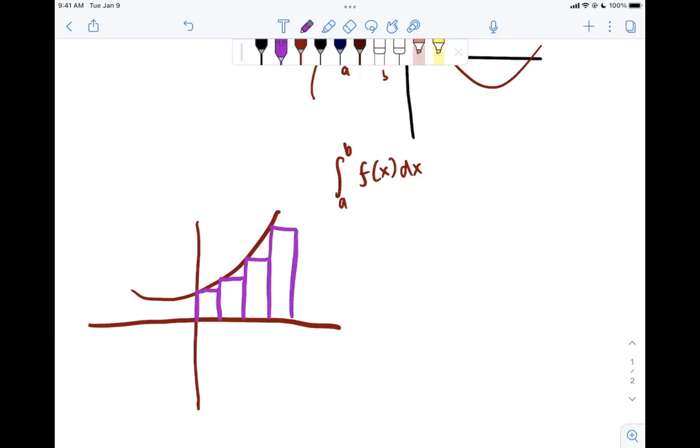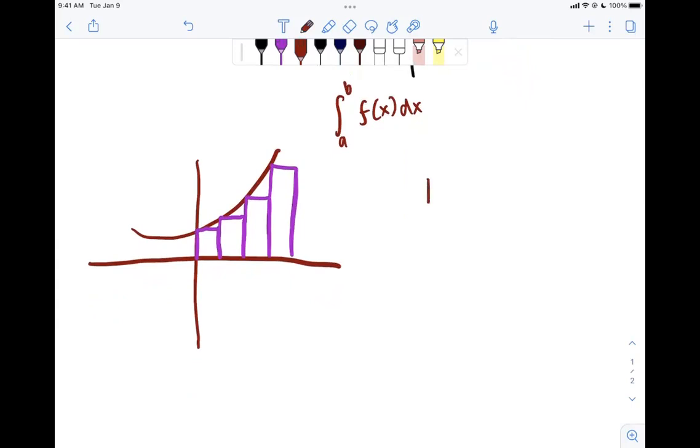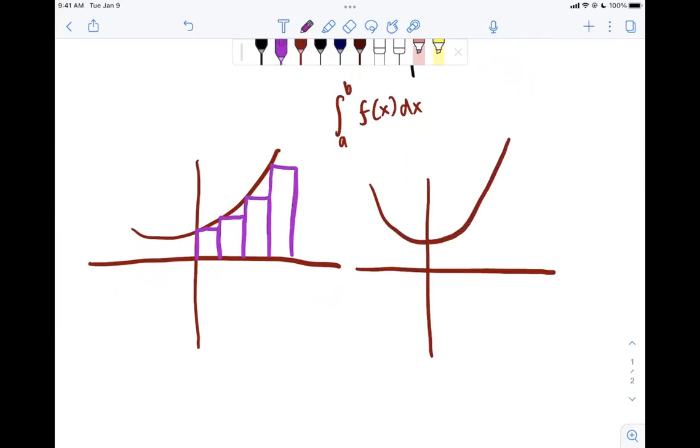We can also similarly have a right Riemann sum. So for example, I'm going to draw a similar curve, and now we're going to have our rectangles be a bit taller because they're going to meet the function on the right. Something like this.